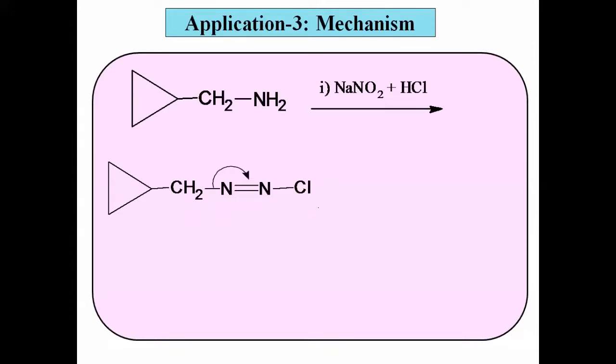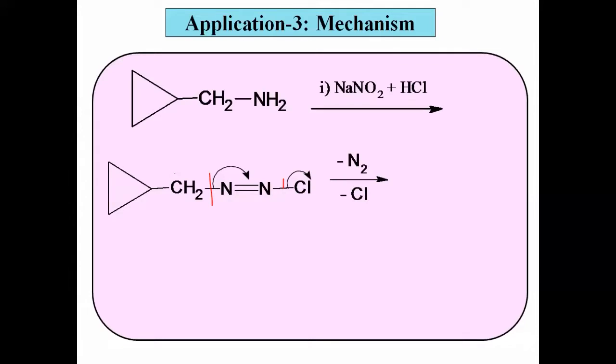Now this diazonium chloride undergoes decomposition. The bond between carbon and nitrogen breaks. This electron pair forms a triple bond between the two nitrogens. Here this bond also breaks, and this electron pair goes onto the chlorine. There is a loss of N2 gas, nitrogen gas, as the diazonium chloride decomposes.